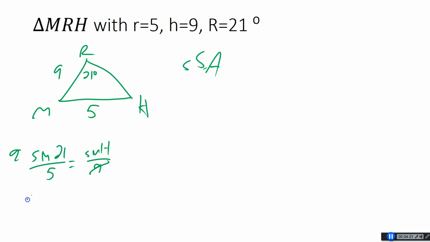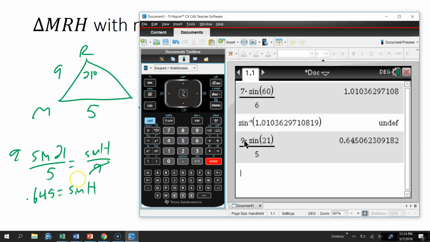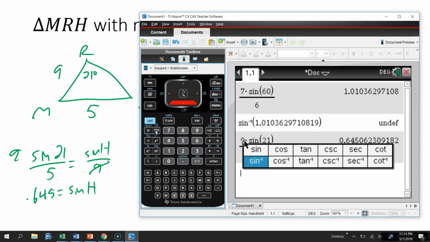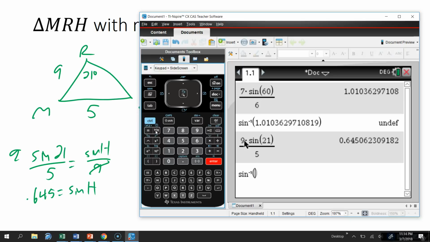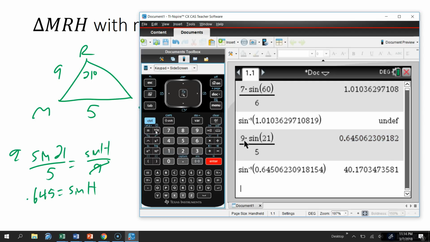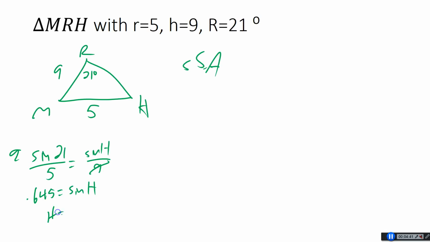So we got 0.645 is the sine of h. So now to get h, we're going to do sine inverse. So I'm going to do trig, sine inverse. Very different than dividing by sine or something. We have to make sure you use sine inverse. So I'm going to just grab the answer there. And that gives me 40.17. So h could be 40.17.